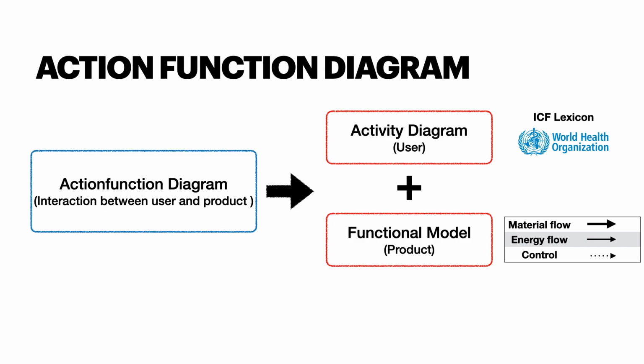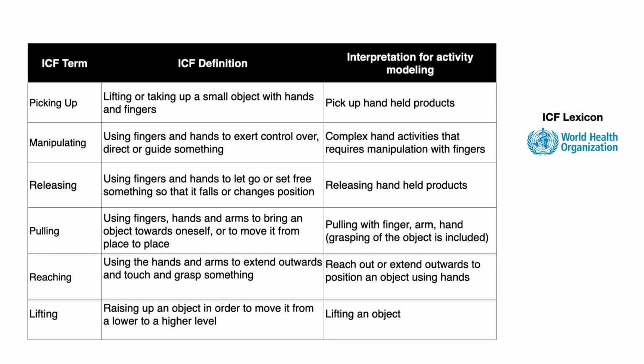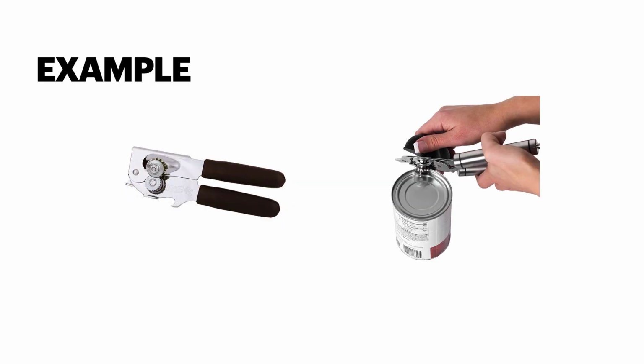Something important that I want you to take away is that we are going to use a standard vocabulary to describe this list of actions. This vocabulary was established by the World Health Organization and is called the ICF lexicon. So basically, we have a tool that is already defined to describe all these user actions. Now we are going to use it to map and build a sequence of all these different actions while operating a system. To do that, we are going to build an example of a can opener.